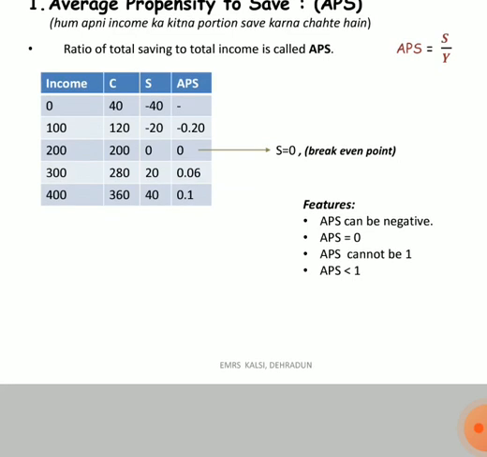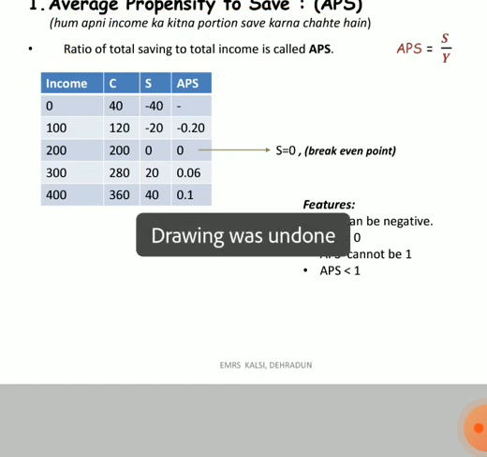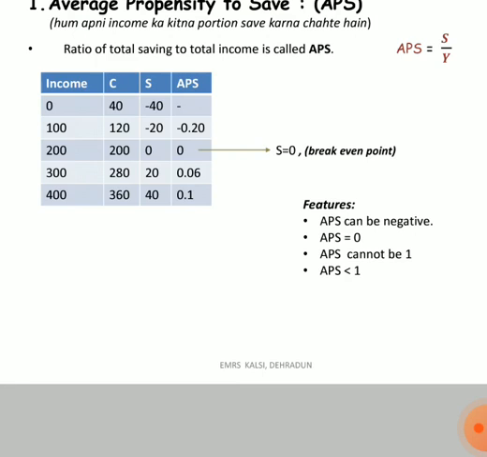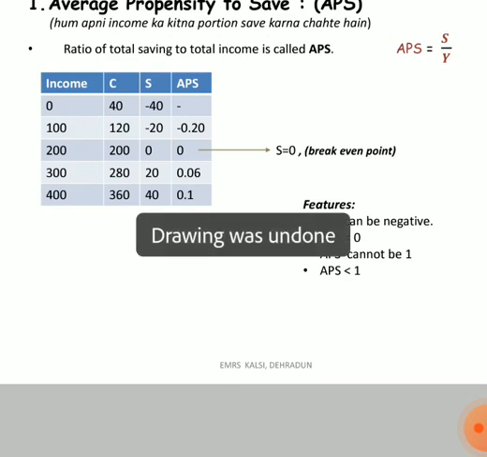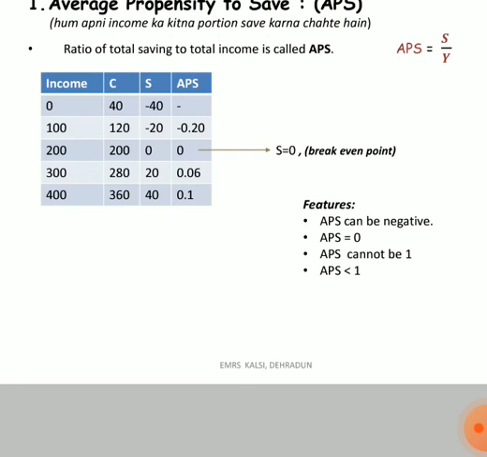First we will see the APS, which means average propensity to save. It is the ratio of total saving to total income. Out of my income, how much part of that income am I willing to save? The main thing here is the formula: APS equals S upon Y. S means savings, Y means income. So whenever we say Y, it means income. We are denoting income through Y.